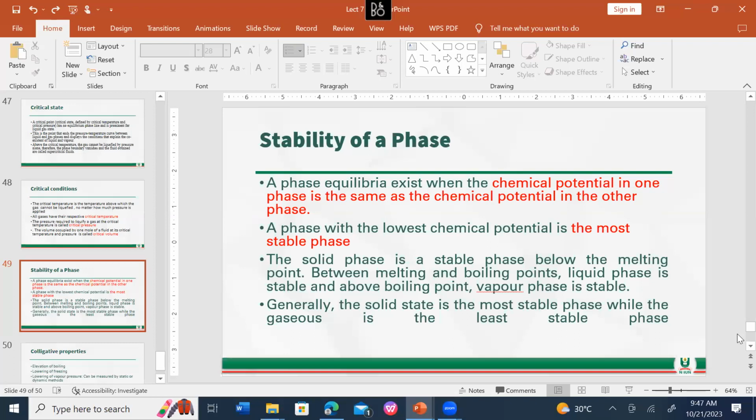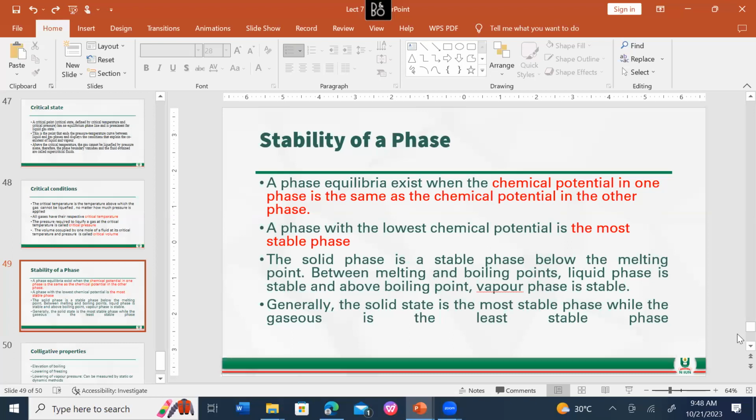What makes a phase stable is the value of the chemical potential. The lower the value of the chemical potential, the more stable the phase. So a solid phase is the most stable below the melting point. The only thing that can destabilize a solid system is for it to melt. But below the melting point, it is more stable as a solid.